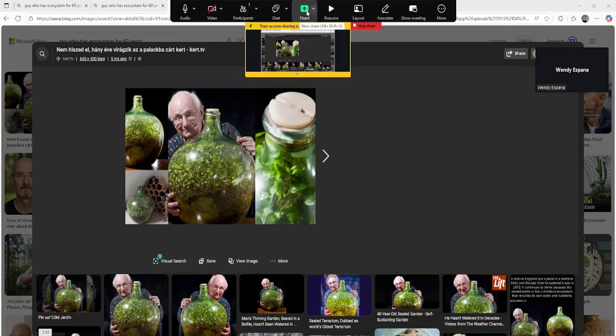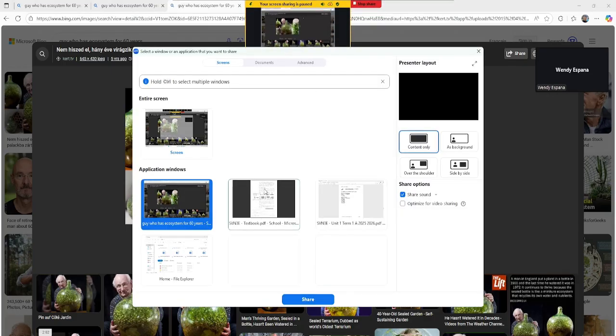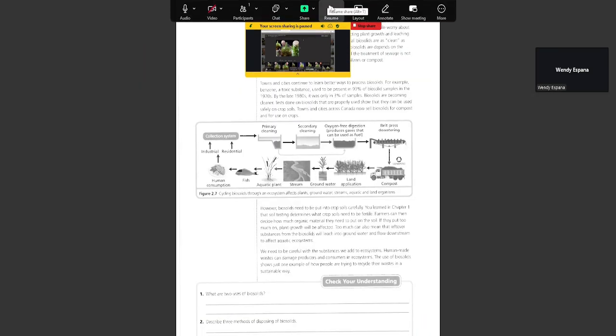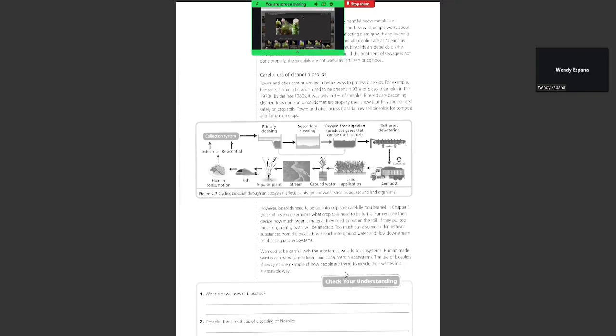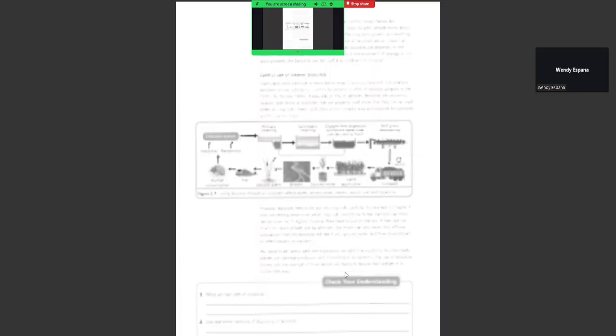Okay, we're going to go back to our textbook now. Alrighty, we're going to look now at the check your understanding questions at the bottom of page 34. I think we covered question 1. What are two uses of biosolids? Half mark for each use for 1 mark. And 3 methods of disposing of biosolids. And again, you could come up with positive or negative examples. There's some on both of the pages talking about biosolids.